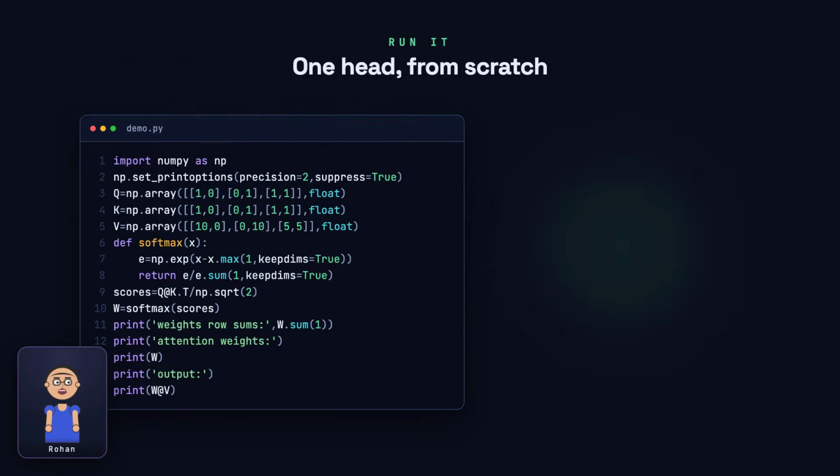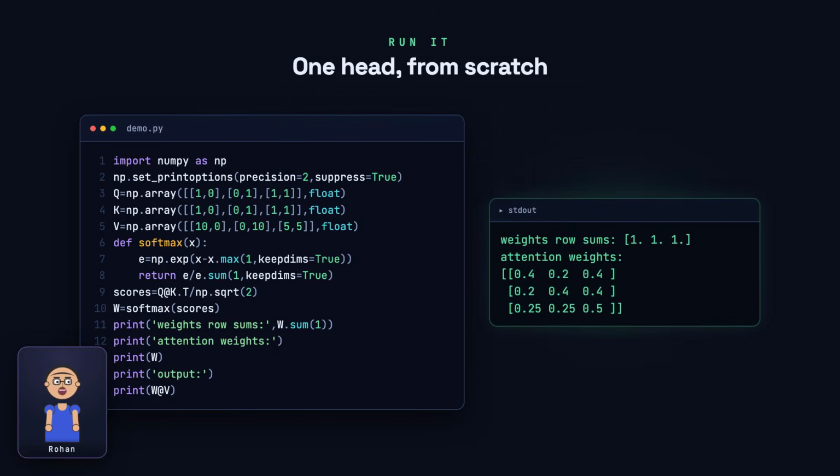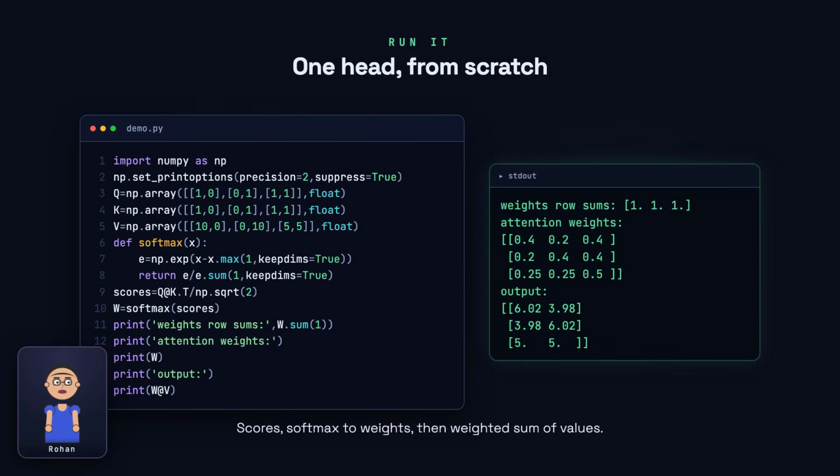Let's prove it with a tiny NumPy version of one head. We build queries, keys, and values by hand, take the scaled dot products, apply softmax, and blend the values. Notice the printed row sums are all 1, exactly as promised, and each output vector is a weighted mix of the value rows. This is the whole mechanism in a dozen lines.